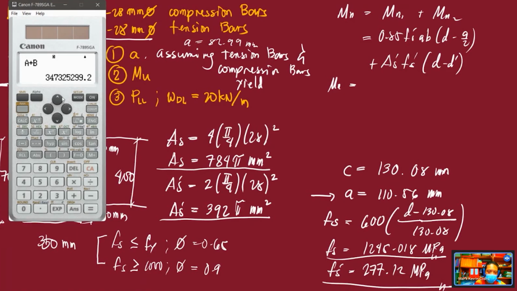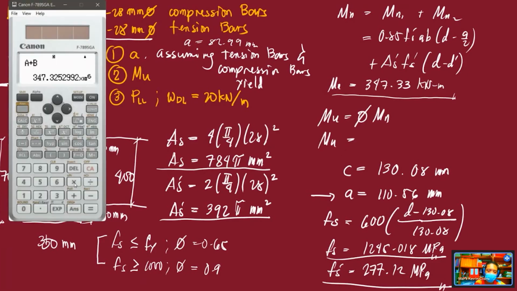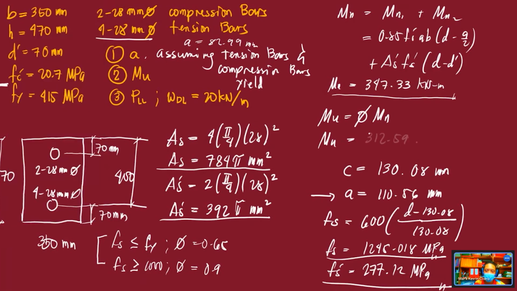Let me convert it to kilonewton meter. The value therefore for Mn is equal to 347.33. This is in kilonewton meter. This is your Mn. What we want is Mu. This is equal to phi times Mn. You just multiply the result by your reduction factor, 0.9. And that is 312.59. This is in kilonewton meter. This is now the final answer for number 2, the value of your Mu.